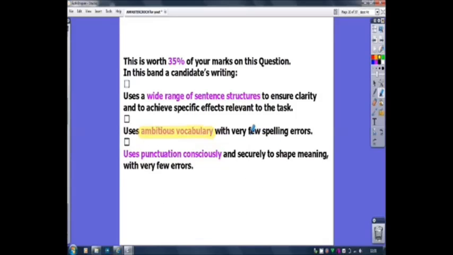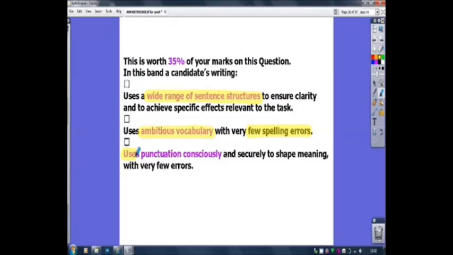Yes, they want very few spelling errors, but actually if you're only making errors with the words that you're really stretching for, that will still count as very few. And interestingly, this is the A-star criteria. You know, it doesn't have to be perfect. Lots of people can do this. Right, well, what else do I need? A wide range of sentence structures. Well, the easiest way to think about this is sentences that start in different ways, and I'll try and model that for you later. Remember that, it's going to be a really crucial technique. Sentences that start in different ways.